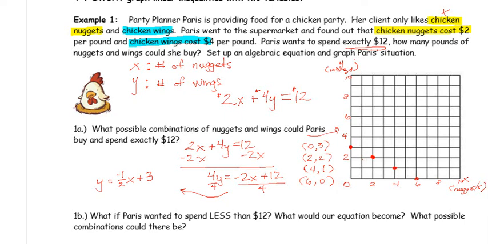Notice these are all ordered pairs. These are the 4 ordered pairs. An ordered pair is just x comma y, where x is the number of pounds of nuggets and y is the number of pounds of wings. Okay, so what if, I'm going to put a line here as best I can.